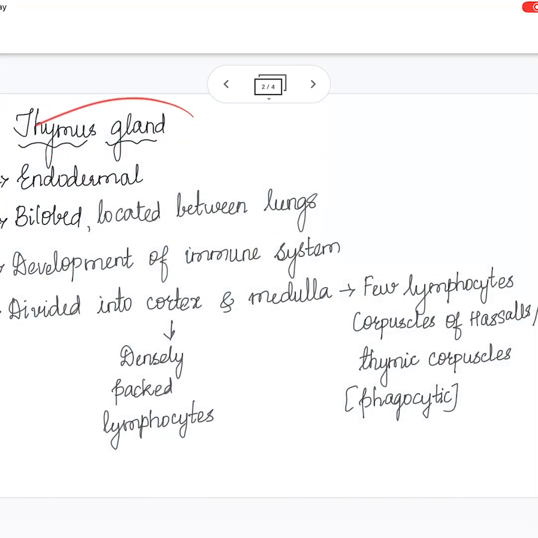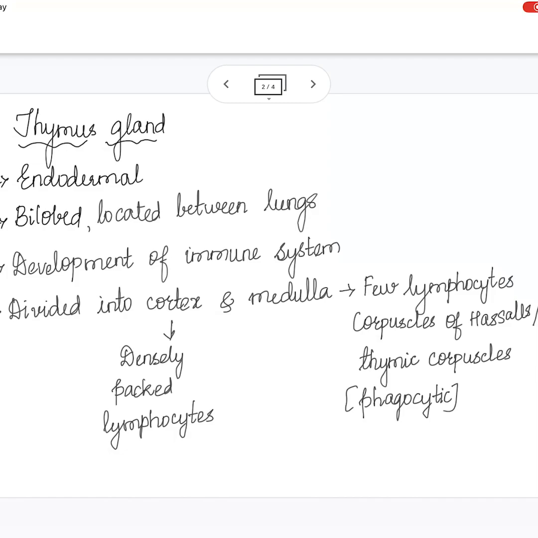So, what is the origin of the thymus gland? Thymus gland is endodermal in origin. Please remember all these glands' origins, in the form of questions or in the form of match the following. Definitely they'll come. So make sure that you remember thoroughly about these origins.